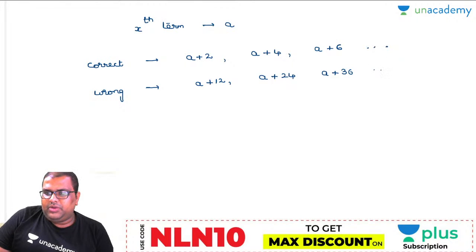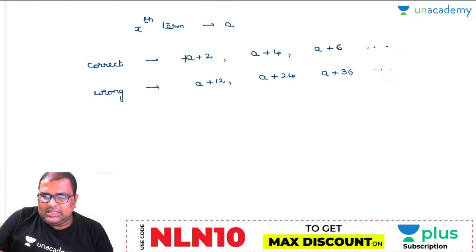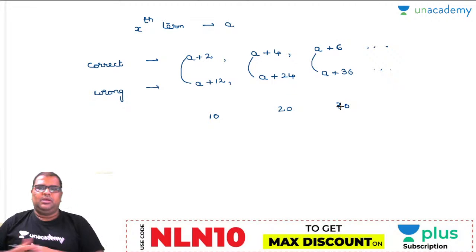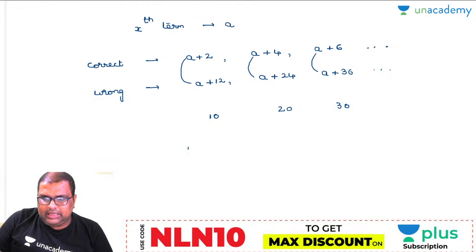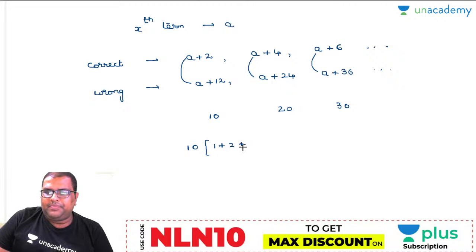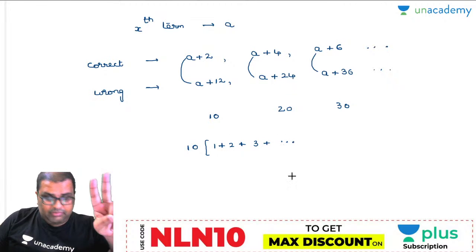Now when you closely observe, what is the difference between the correct and wrong series? Is it 10 here? Is it 20 here? Is it 30 here? Are you accepting my terms? Yes, you will accept this. Now see here, take 10 as common. Now 1 plus 2 plus 3 and so on, how many terms will be there? Totally there are 20 terms.